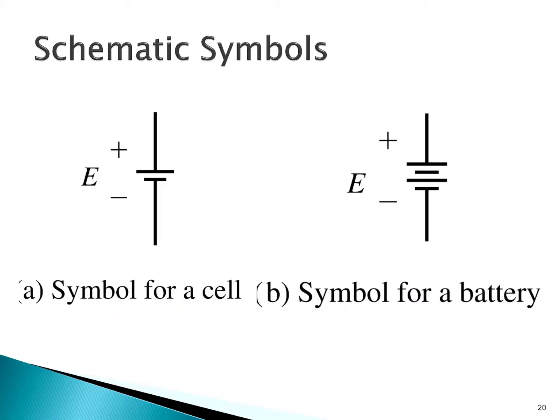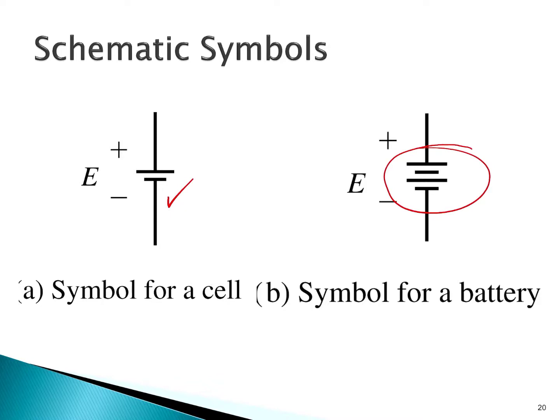So here we see the schematic symbols for a battery. Both of these are acceptable symbols for a battery. This one indicates a single cell battery, and this one indicates a multi-cell. But believe me, you don't need to look specifically at whether a battery has a single or multiple cells in order to know how to represent it as a schematic symbol. Either one of these will do. So you can make your choice at the time you draw your schematic.